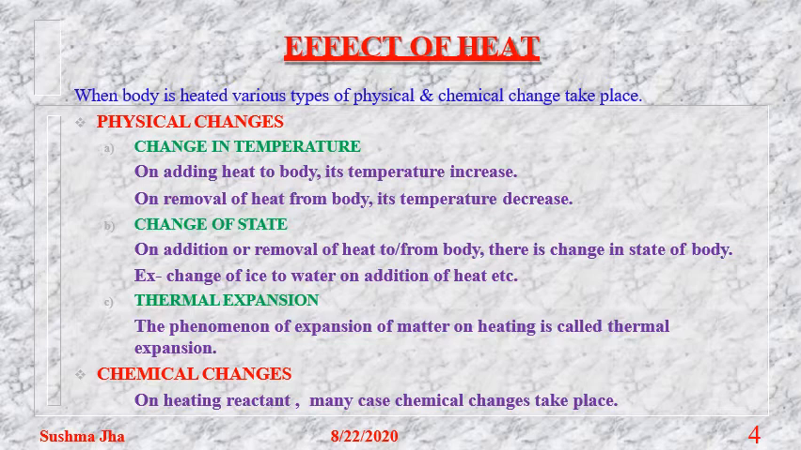Second is change in state of the object. When we provide heat to the body, there is a change in the state of the body. For example, when we provide heat to ice, it melts to form water. Now the third change is thermal expansion. Solids expand on heating. This phenomenon of expansion of matter is known as thermal expansion. And another change is the chemical change. On heating any reactant, many chemical changes take place and it forms the product.